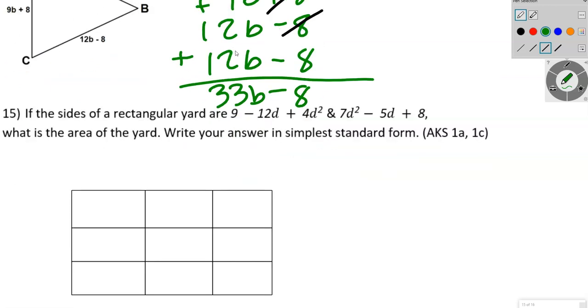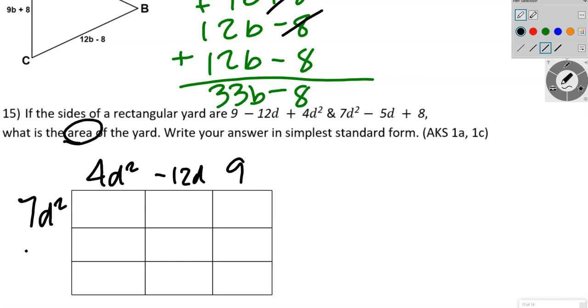Now down here, we're going to do the same thing we've been doing before. This says the sides of a rectangular yard are 9 minus 12d plus 4d squared and 7d squared minus 5d plus 8. What is the area of the yard? Okay, so that's what it's asking us to find. So I'm going to write it in descending order first again. 4d squared minus 12d, and then 9. And then over here, we're doing 7d squared minus 5d and our 8.